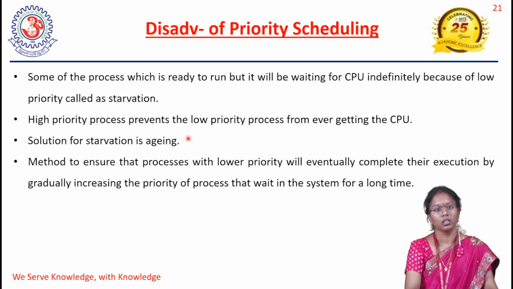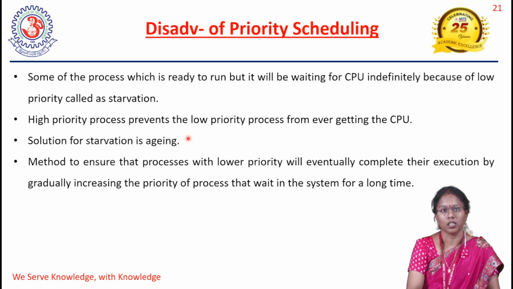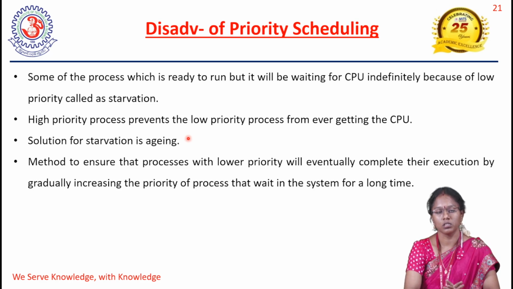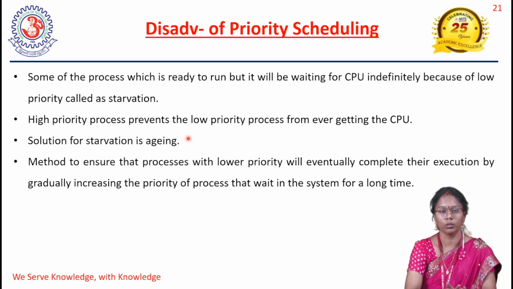So in this series we have seen an introduction to processes and process scheduling, and how processes are scheduled using CPU scheduling algorithms, that is round robin and priority scheduling algorithms.